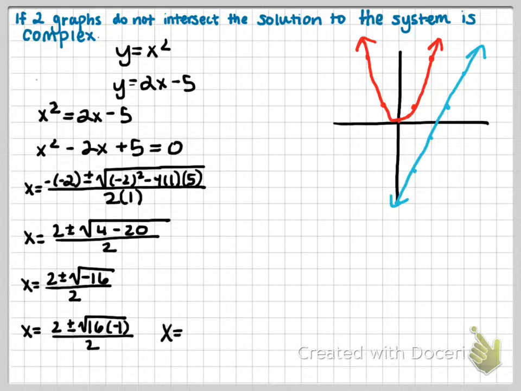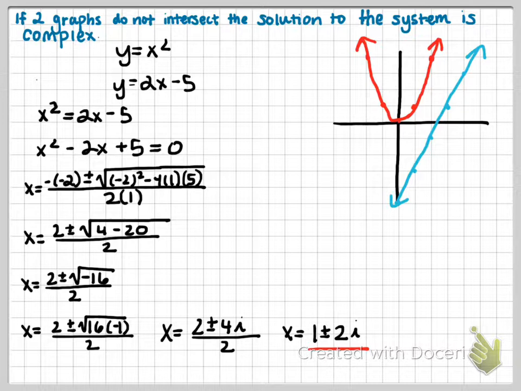I get 2 plus or minus the square root of 16 times negative 1, over 2. I take the square root of 16 to get 4, the square root of negative 1 to get i, and then I just divide 2 divided by 2 to get 1, and 4 divided by 2 to get 2. Okay, so I'm just taking that denominator, splitting it up, and simplifying my fractions. So I've got two x values that would be complex points of intersection, 1 plus 2i, and 1 minus 2i.